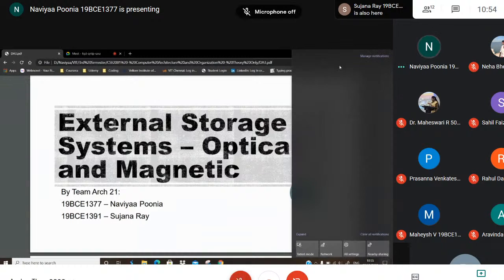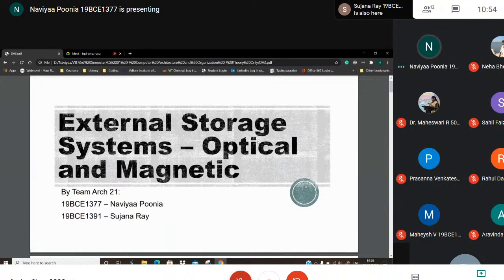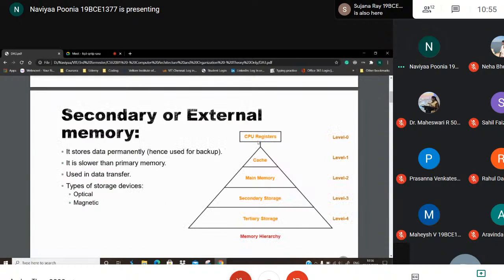Okay, so basically our topic is external storage systems, and we are going to talk about the optical and magnetic systems. The team is ARC21 and I'm Navya and my team member is Sujana Ray.